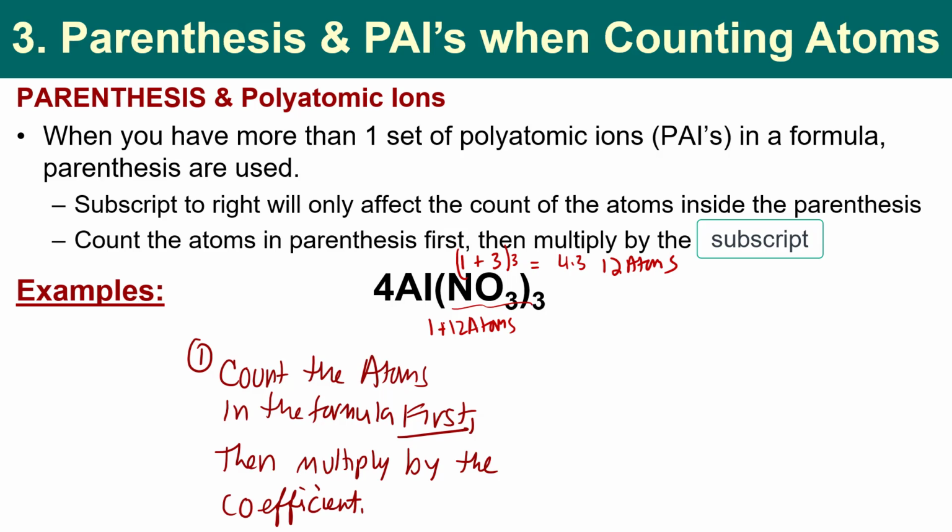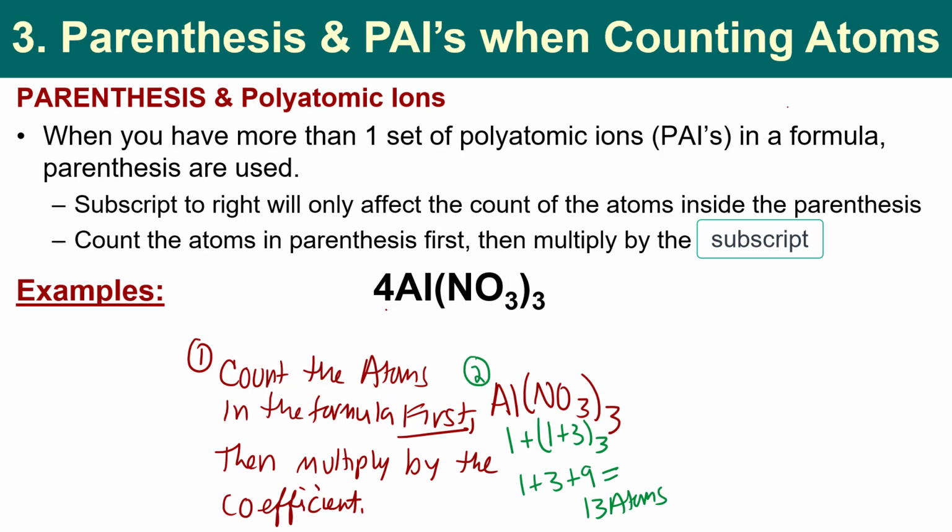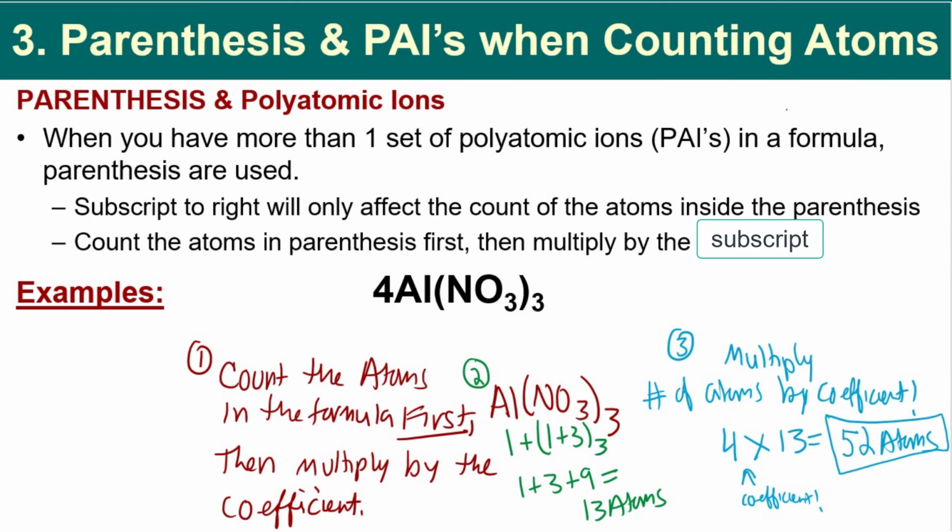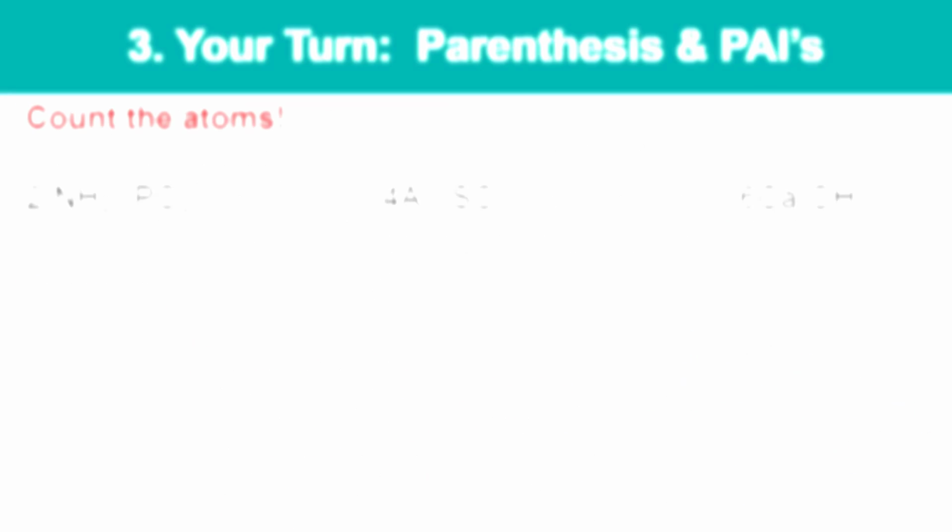So now I am going to get a grand total of 13 atoms before I multiply by this coefficient that is there. So now I'm going to take those 13 atoms, and of course I am going to multiply it by 4. So 4 times 13 gives me 52 atoms total. So that is the third thing we have to do, which is essentially take the total of our entire compound and now multiply it by the 4, which was our coefficient. So that's not so hard.